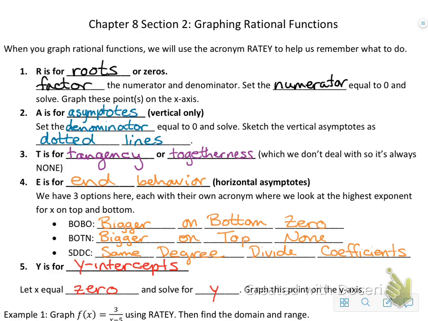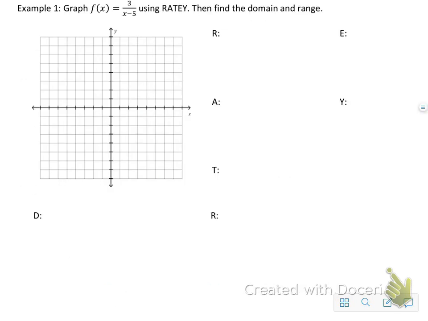So R is for roots, or zeros. You factor the numerator and the denominator, set the numerator equal to 0, and solve. You graph these points on the x-axis. So now that we've read step 1, we're going to do step 1.